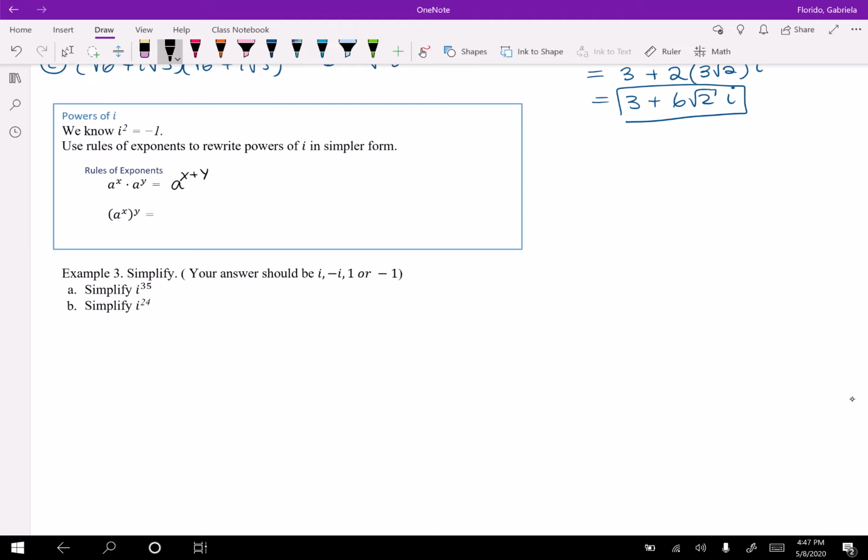Now, if we have the base a raised to a power, and then that's being raised to another power, we can multiply the powers together. So a is now raised to x times y. We're going to be using these rules of exponents to help us simplify powers of i. So again, let's try example 3. We have problem A that says simplify i to the 35th power.